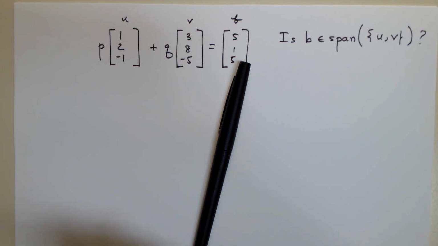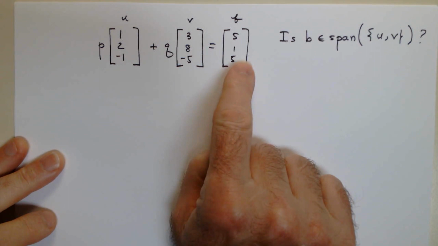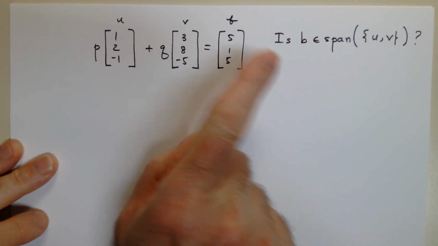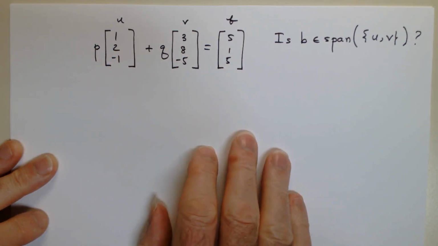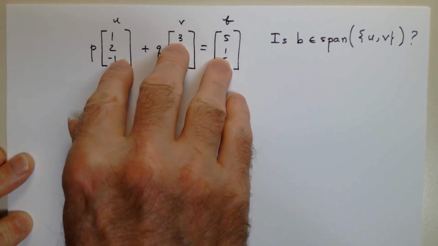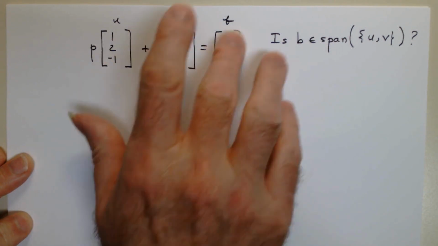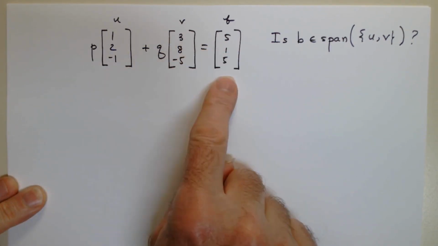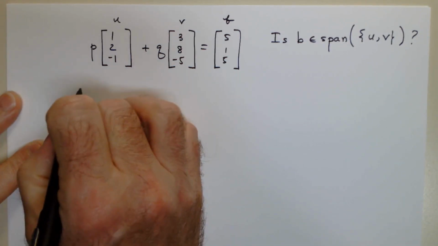All right, welcome back to the document camera. The problem before us is to see whether this vector b is in the span of these vectors u and v. Can I find a linear combination of u and v that produces the vector b? Now, as in our previous problem, we can kind of cut to the chase. We can produce an augmented system by literally lifting these vectors out and making them into a coefficient matrix and a column of constants. So let's go ahead and form that augmented system.